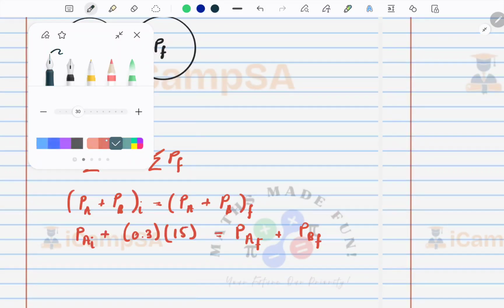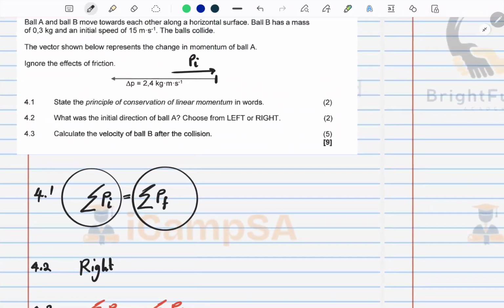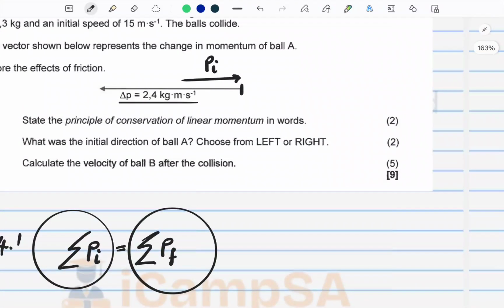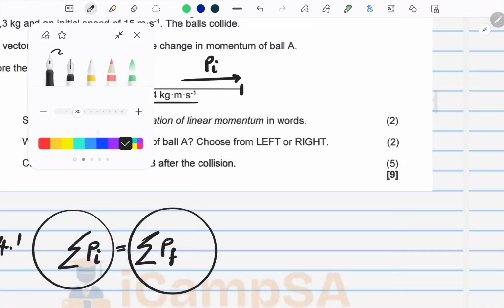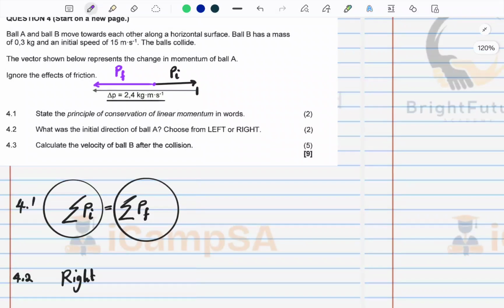So let me just use another color to put contrast. We are sitting here, but we do have the change in momentum for ball A. Now from this vector diagram again, we have said that the PI is going that direction to the right. But then your final momentum, you can see, is pointing the opposite direction. So you have your PF here, also pointing this direction. This is going to be your PF, like so. This is for just ball A.